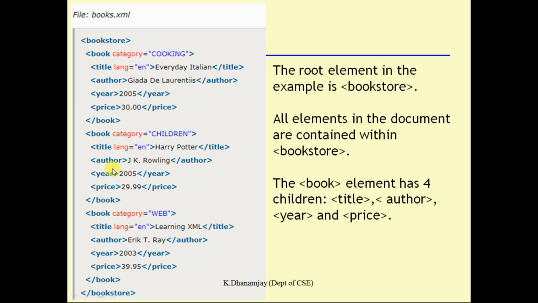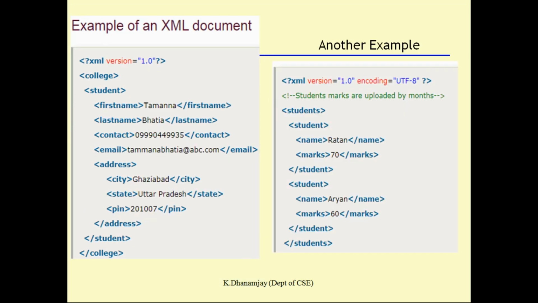Okay, let's see one more example. Let's see another example which stores college student information. Consider like, so for example, I have to specify like this also. You can specify without encoding also. Okay, so here I am using college, right? This is my own tag, that is not predefined, a user defined tag.